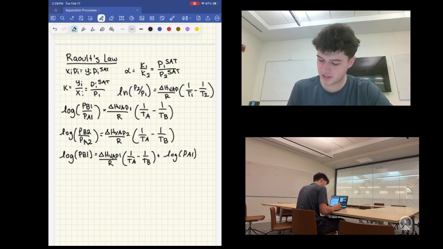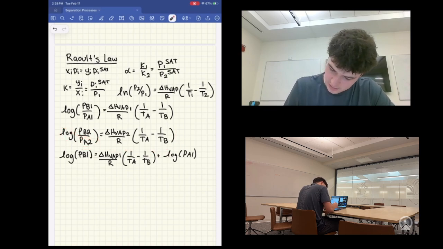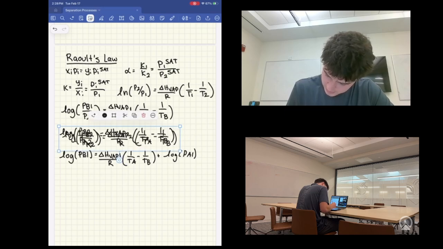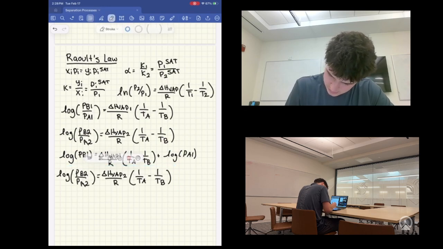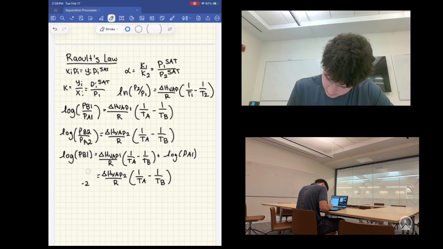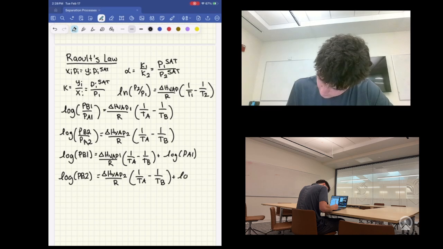And now we have this plus log PA1. And now you'll do the same with the second equation, in which we will take this log of PA2 and slide it here and add a plus sign. So I'm going to try to make this a little bit quicker. Just copy this, and then just erase this term. We'll do log of PB2.